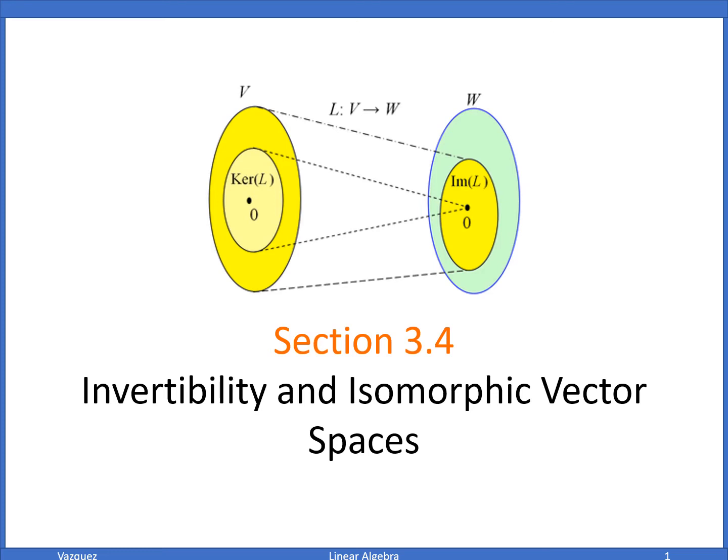In section 3.4, as you can see, we're going to be looking at invertibility and isomorphic vector spaces. You may be familiar with these words. In fact, you may be familiar with these concepts. Invertibility we've seen since high school, even though it was in an informal way, probably. And isomorphic, maybe you've seen this in an abstract algebra course. But this is a pretty lengthy section, so let's not waste too much time.